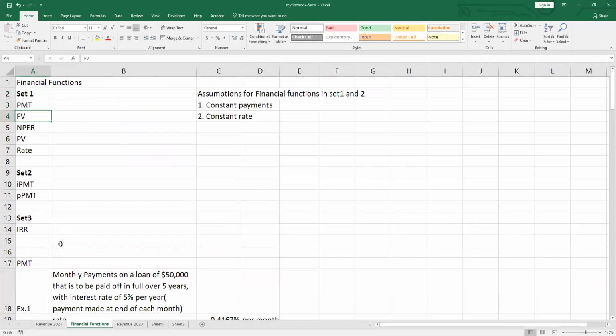We have PMT, FV, Nper, PV, and rate. So you know how to use these arguments and functions already. The next set that we will learn is IPMT and PPMT. These two functions derive from the first set of functions. You can see the similar words, PMT, but we have I in front or P in front.